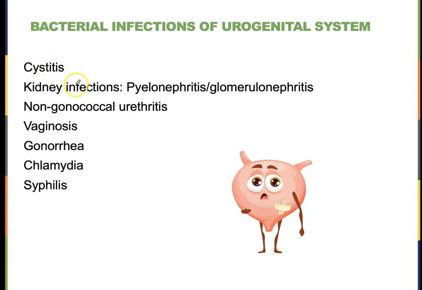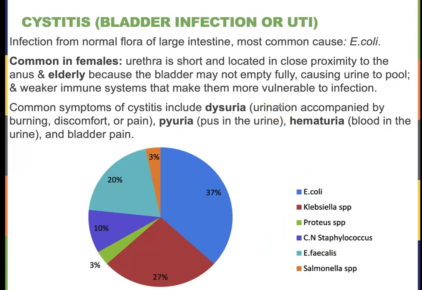Let's start with our bladder infection or cystitis. And then what's listed beneath that, kidney infections, is like this can lead to this. Okay, so let's take a look. All right, so if you have a bladder infection, which are really, really common in women, it's usually from a normal flora of your large intestine, and the most common guy that causes your UTIs is E. coli. So you can see E. coli in blue is a lion's share of the problems with UTIs.